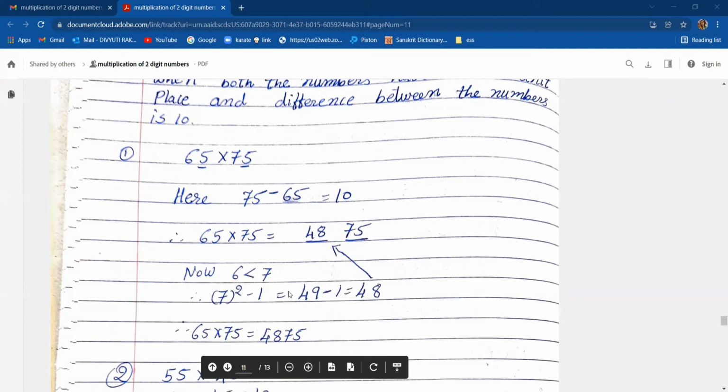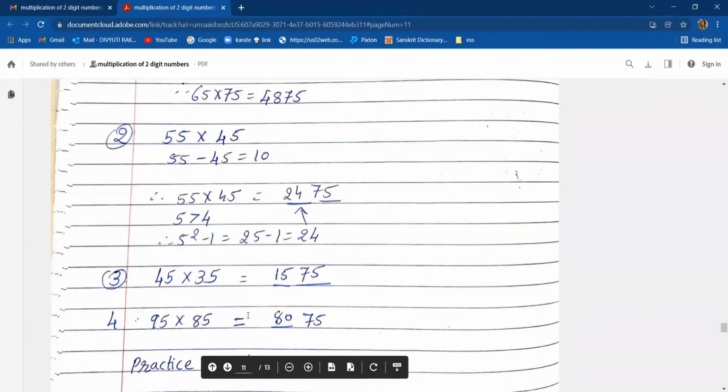So 7 square is 49. 49 minus 1 will be 48. So write 48 in the beginning, and keep 75 fixed. When 10 is the difference, you have to put 75 only. So simple. Let's do one more question.